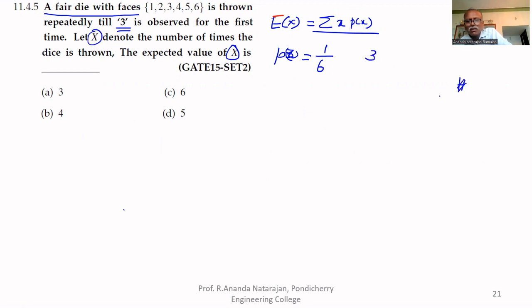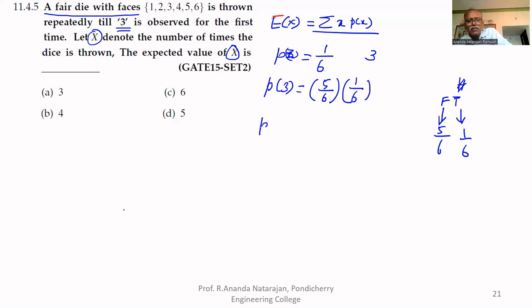Here we are not getting 3. That is failure. But the next time, what is the probability of getting 3? The probability of failure is 5 by 6, because success is 1 by 6, therefore failure is 5 by 6, multiplied by the first-time failure. For this, it is 5 by 6. For this, it is 1 by 6. Both are independent, that's why we can write like this.